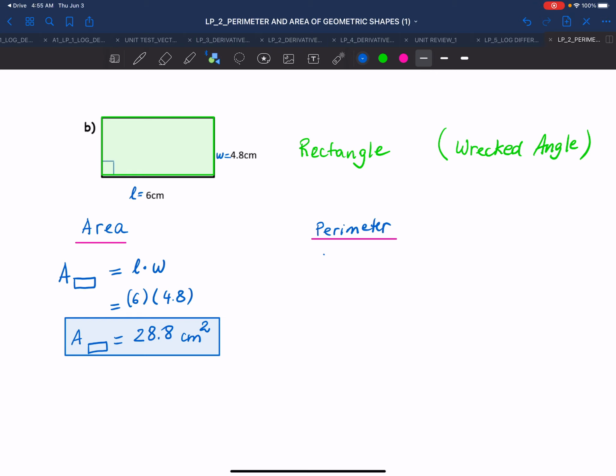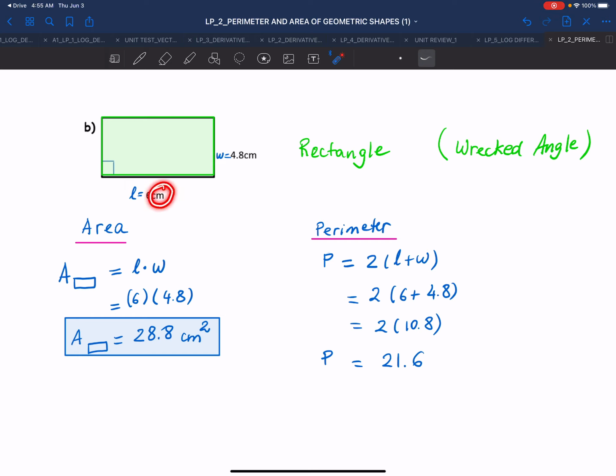Now moving on to perimeter, we're going to say that the perimeter of this rectangle is double of length plus width. So that's double of 6 and 4.8, or double 10.8. So that would be 21.6 perimeter. So for perimeter, which is the sum of lengths, we're using centimeters as unit measurements. And here we go. This would be the perimeter.